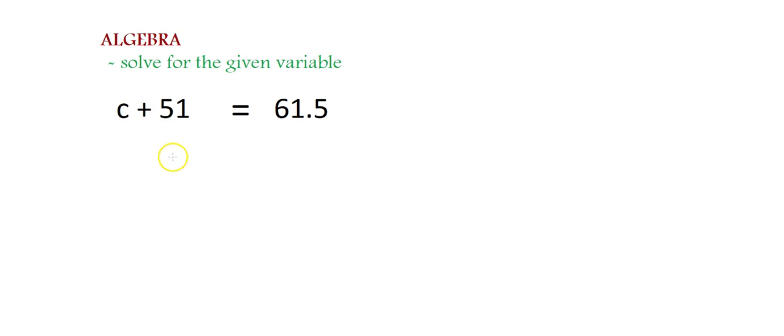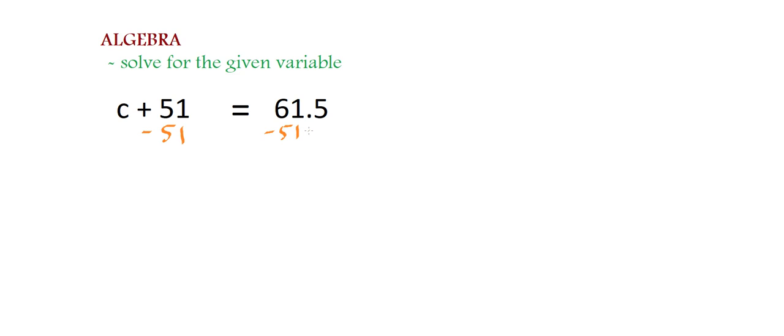So we want to isolate the c. The way we do that is we try and get rid of everything that's on the same side as our variable. So in this case, it's positive 51. So how do we get rid of plus 51? Well, we do the opposite. So we want to minus 51. If we're on 51 and then we minus 51, we end up at 0, right? So effectively, by doing that, we cancel out the plus 51. As I said, whatever we do to one side, we must do to the other. So we do it on the right-hand side as well.